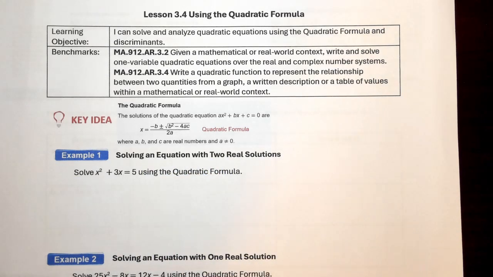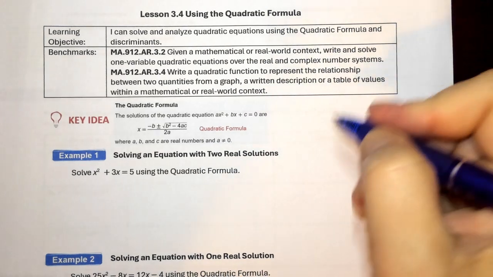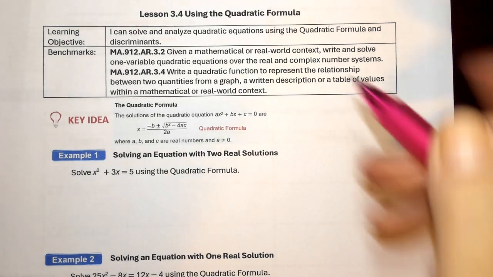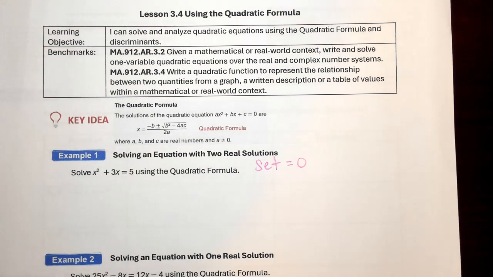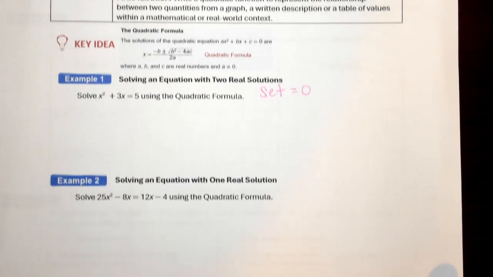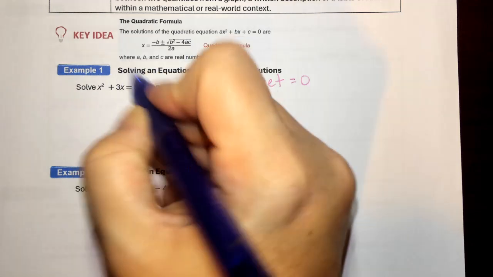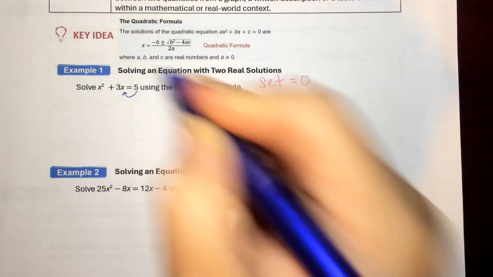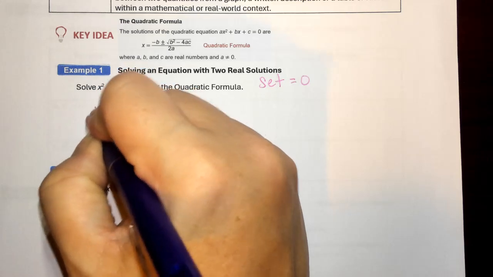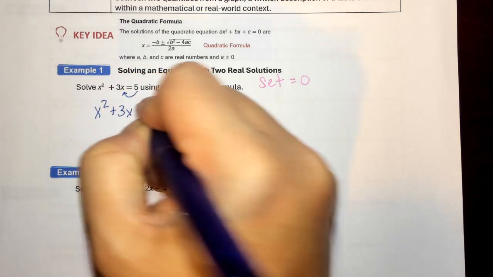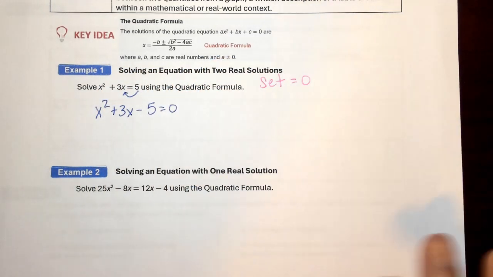So we're going to solve an equation with two real solutions. The one thing that you have to note is that you need to make sure your equation is set equal to 0. If it isn't, then you need to make it equal 0. So in this case we have 5 on the right, so we need to move it to the other side by subtracting it. So we're going to say x squared plus 3x minus 5 equals 0.